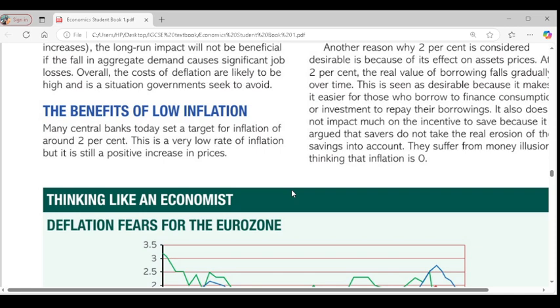No. And if aggregate demand increases within the economy, that means the employment rate will increase. Is it clear? Yes. So that ends inflation.